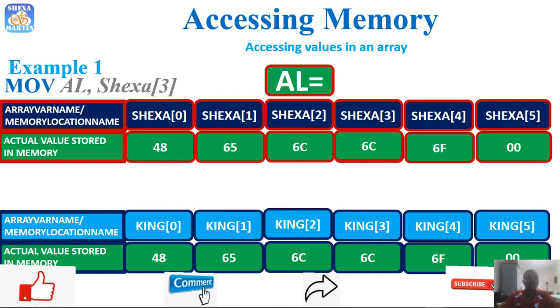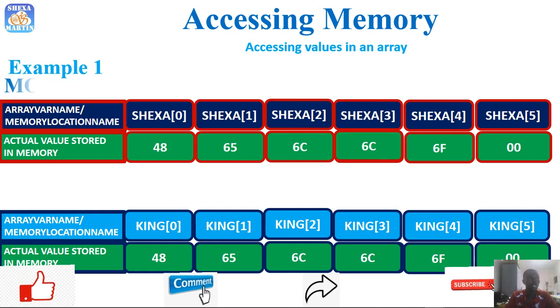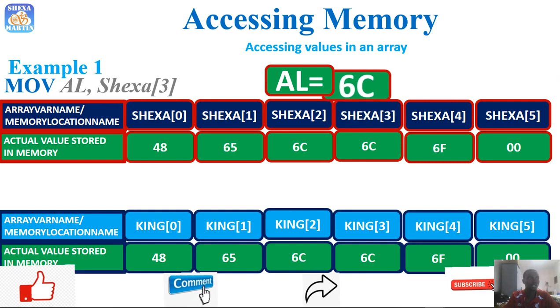Right? 1, 2, 3, 4, 5. I am done counting. So what is happening is we are moving the value that is stored in variable Shexa index 3, which is this one. The value, this one 6C, is being moved to AL. So this is what happens. When you run this instruction, AL is going to take 6C.